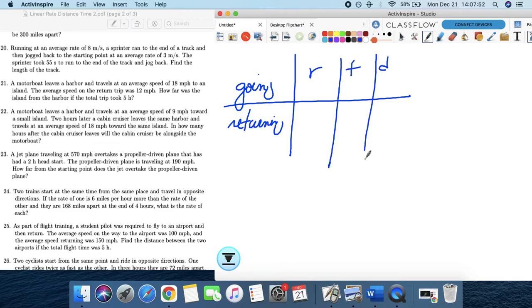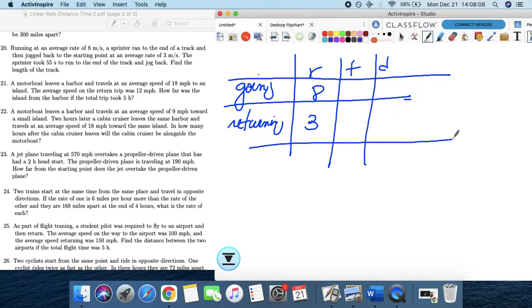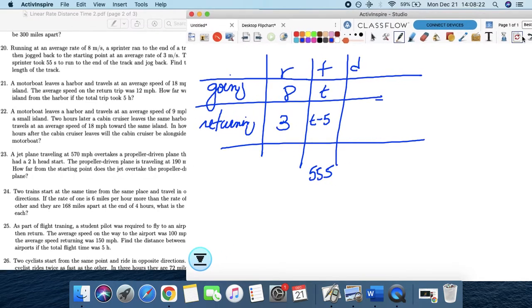RTD. Going there, he traveled at a speed of 8. Coming back, he was jogging because he was probably tired. He returned at 3. Find the time; the total is 55 seconds. So we're going to call the going time t, and the returning time is 55 minus t. So if he took, I don't know, 10 seconds going, returning would be 55 minus those 10 seconds, just an example.